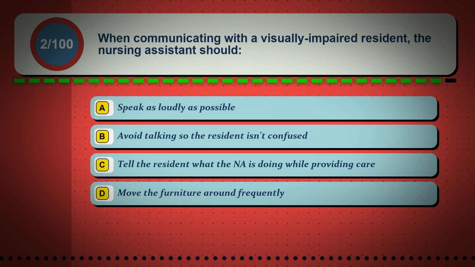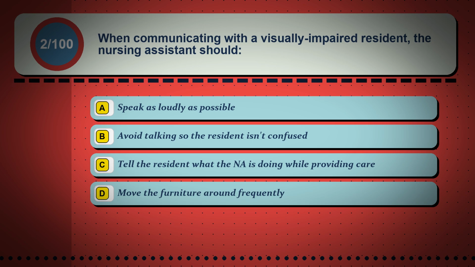Question 2. When communicating with a visually impaired resident, the nursing assistant should: Option A. Speak as loudly as possible. Option B. Avoid talking so the resident isn't confused. Option C. Tell the resident what the NA is doing while providing care. Option D. Move the furniture around frequently.